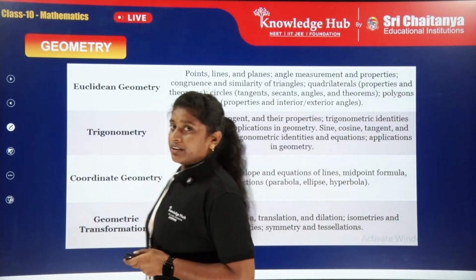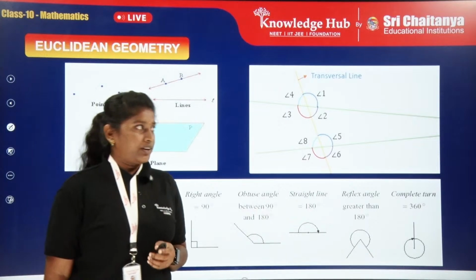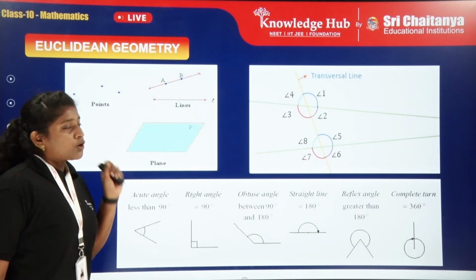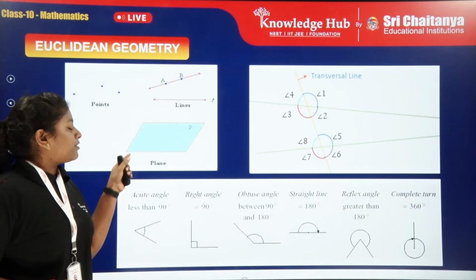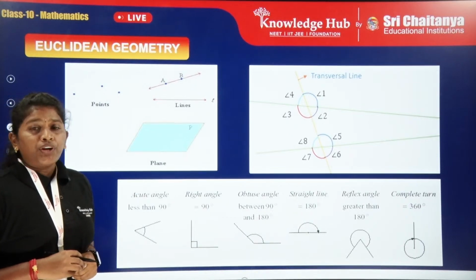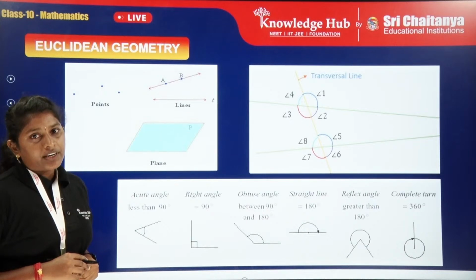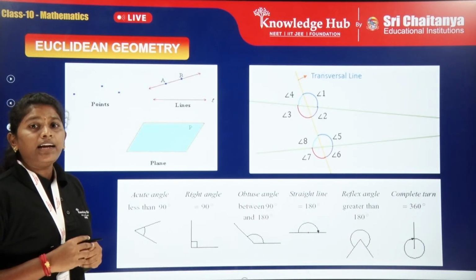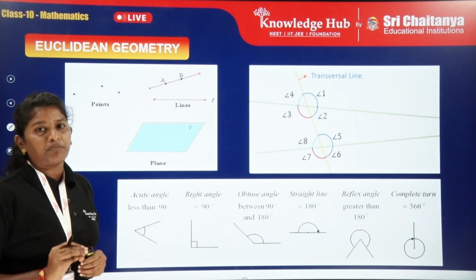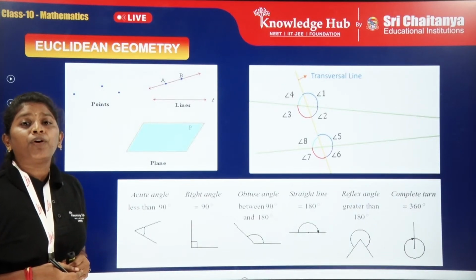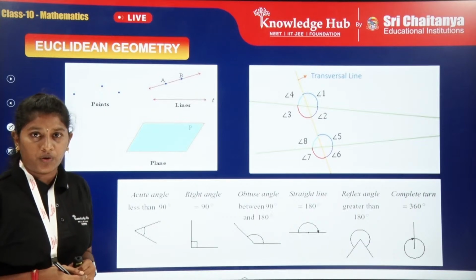So coming to the geometry, first we will start with Euclidean geometry. Firstly we will discuss points, lines, and then the plane. We know that the elements of Euclidean geometry are nothing but points, lines and planes. A point is just a dot which does not have any dimensions. So we can say that a point is dimensionless, okay?